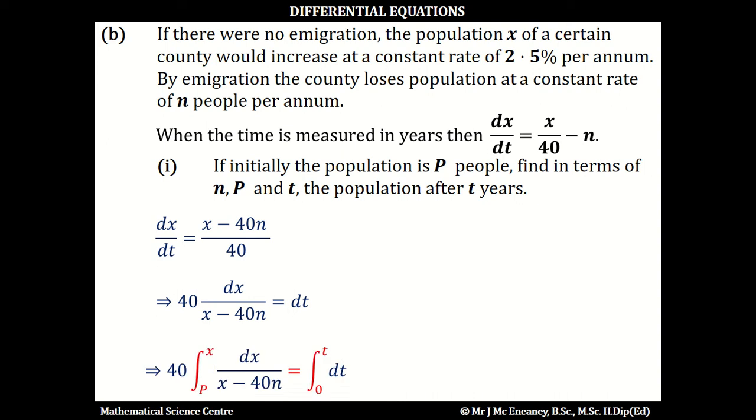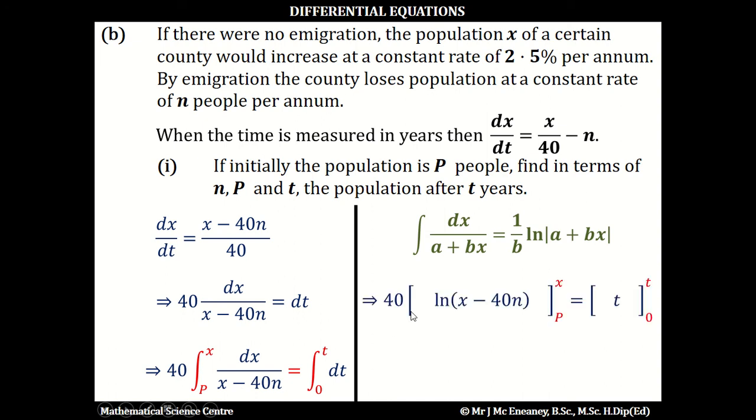If we then integrate both sides, we're going to use the limits that when time is 0, the initial population is p. After time t, the population is going to be x. On the left hand side, we're integrating 1 over x minus 40n. This is an integral where you've got a linear function on the bottom. If you integrate dx over a plus bx, this gives 1 over b times the ln of a plus bx. So here, the a value would be 1, and the b would be minus 40n.